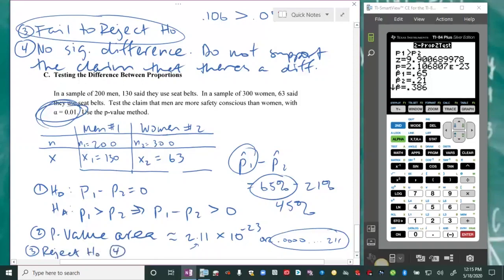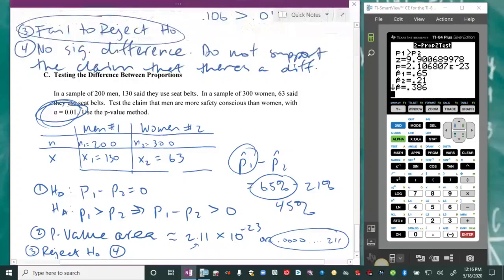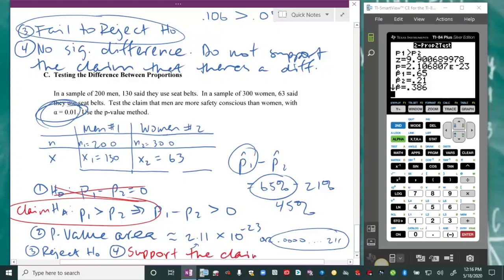Step number 4, test the claim that men are more safety conscious. Okay, well, what was our claim? Our claim was actually, let me grab my red pen, it was the alternative. There it is. So this was my claim. Men were more safety conscious. I am rejecting the null hypothesis, which means I'm keeping the alternative, which happens to be the claim. So for my conclusion here, I do support the claim. So these proportion tests are done very, very similarly to the mean tests.